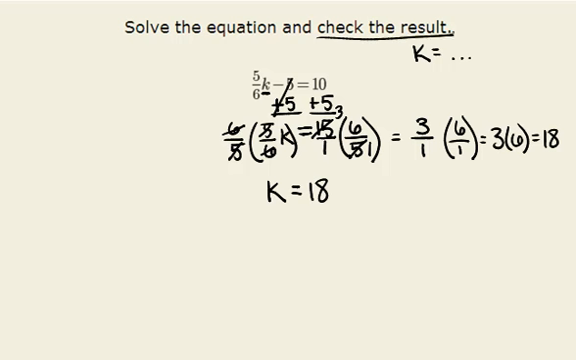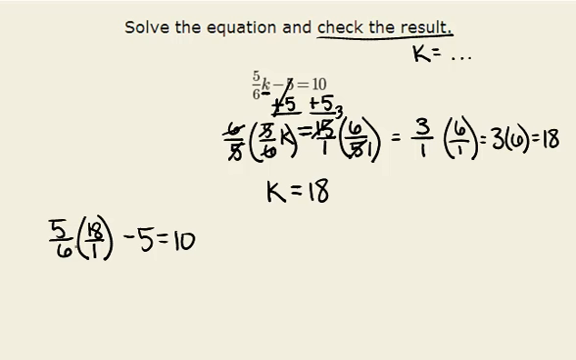Next step is to check the result. So we're going to substitute 18 everywhere we say k in the original equation. So 5/6 times, here's k, so we're going to do 18 minus 5 equals 10. Now again, I'm going to put a 1 under this 18 just so it's a little easier to process.